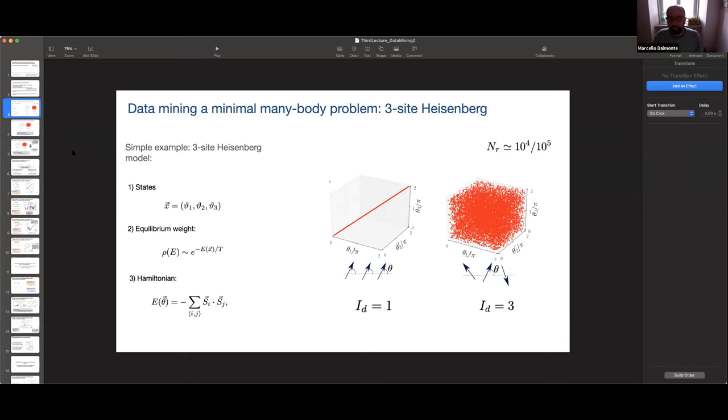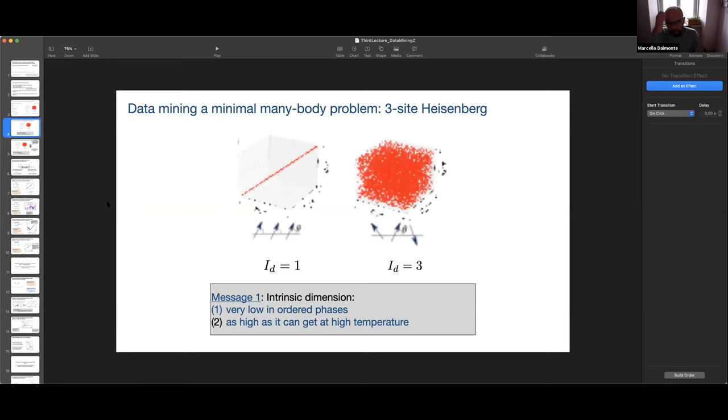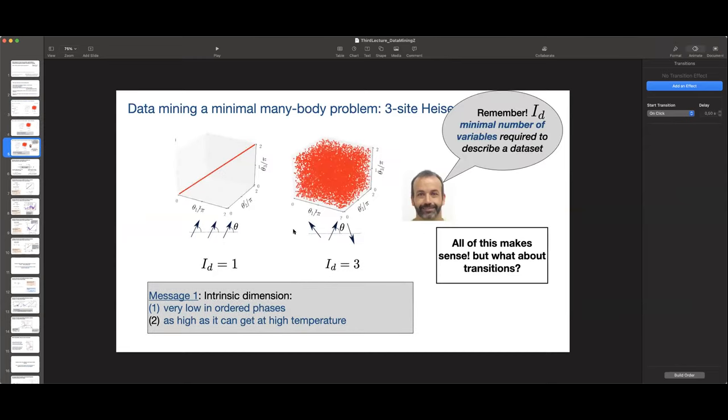Note that there is a difference here, which is very important. In the Heisenberg model, I will very, very rarely repeat the same configuration. While in the Ising model, I will have this repetition problem that I think Alex discussed with you. Now, okay, this is very qualitative. It's three spins. We want to go beyond that, of course. But to summarize the message of our first example: very low intrinsic dimension in ordered phases, and as high as you can get in principle at high temperature. Okay. And now, remember what Alex told us is that ID is somehow the minimal number of variables that is required to describe a data set.